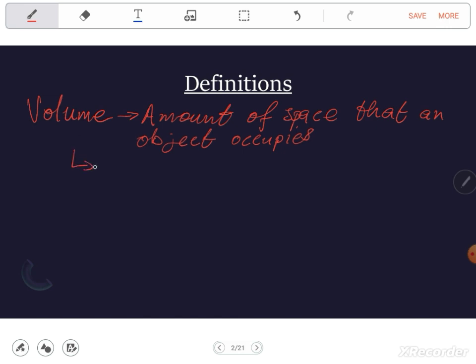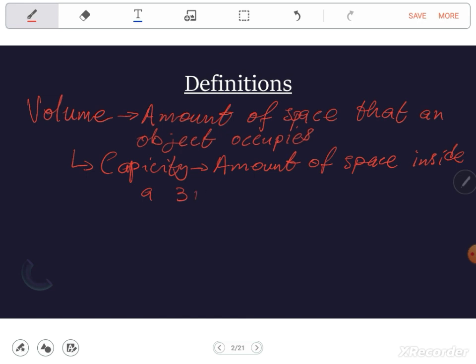Another alteration to this will be when we talk about capacity. So capacity is not volume, but the calculation basically is the same. So capacity is the amount of space inside a 3D container.